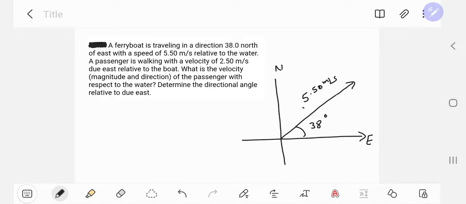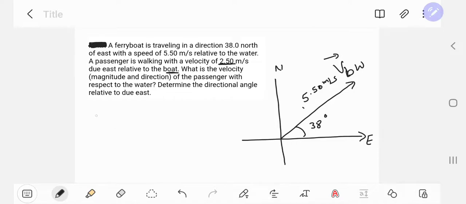So this is the ferry boat's relative velocity with respect to water. So I would say this is the situation, the river, or you will say the water. Let's see, I would change it to the river, to the water. Okay, and the second thing in here, there's a person who's also walking with velocity 2.5 meter per second due east relative to the boat. So the person is actually moving relative to the boat.